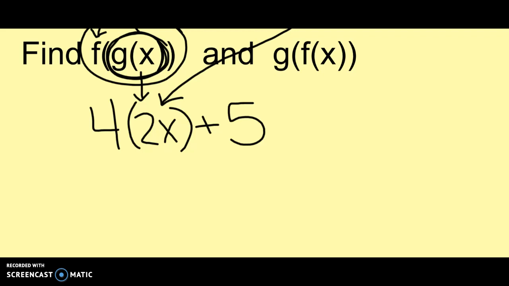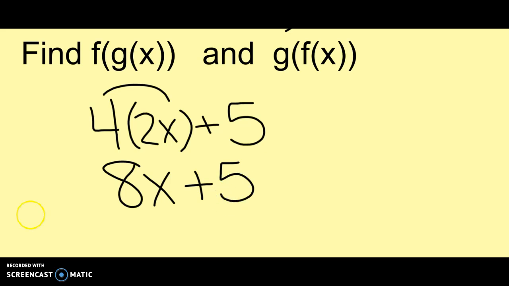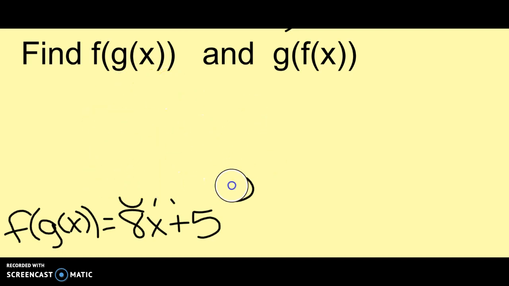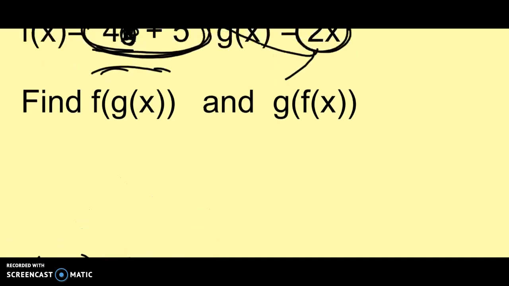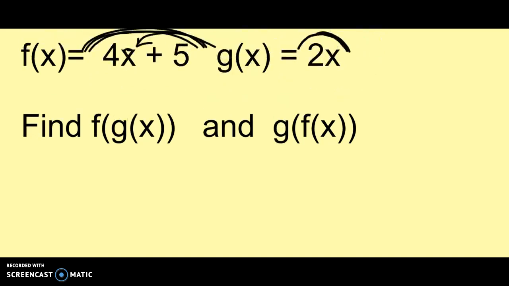So now you just have to do order of operations. That's why we've been practicing order of operations, so that we can get really good at it again. All right, so 4 times 2x is going to be 8x. This 4 does not go with the 5, so this just becomes 8x plus 5. So basically, f of g of x is equal to 8x plus 5. All right, so now let's go try it the other way around. Let's make g our original function, and then we're going to put f inside of it. So let me erase all this to get it out of the way. All right, so now we're going to try g of f of x.